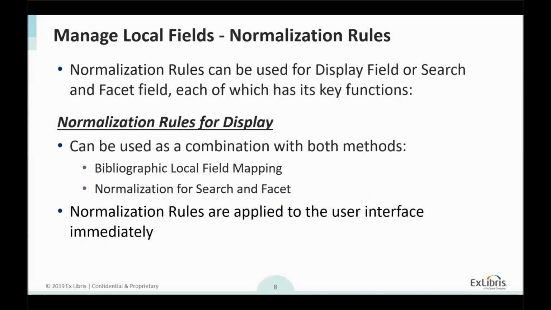So as I said, we have normalization rules, and they can be used for display or for search and Facet. And for each option, we have its key functions. There are several differences, and I would like to present both options and explain what is the difference between the way to define a normalization rule for display or for search and Facet. So the first option is the normalization rule for display.